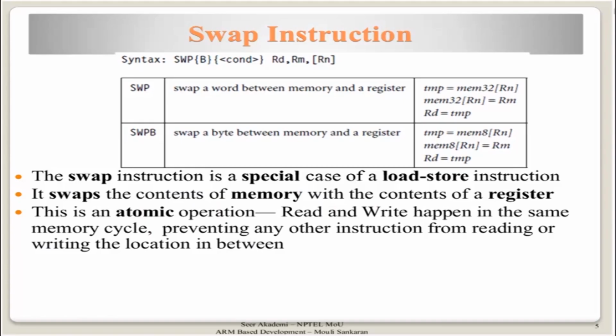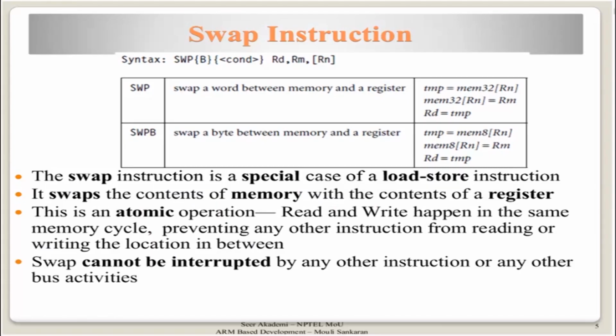Why do we say it's atomic? Because the read and write happen in the same memory cycle. What I mean by the same memory cycle is that though a read cycle happens and a write cycle happens, there is no other memory cycle in between them. It is not broken, preventing any other instruction from reading or writing this location in between. So swap cannot be interrupted by any other instruction or any other bus activities. Very important.